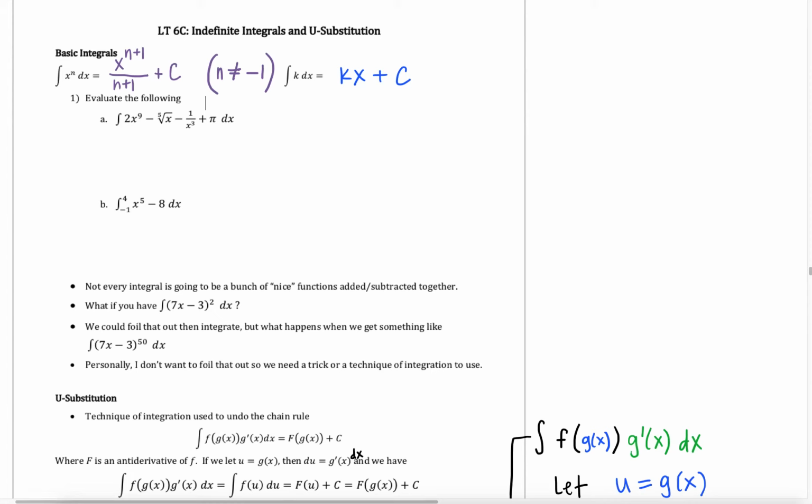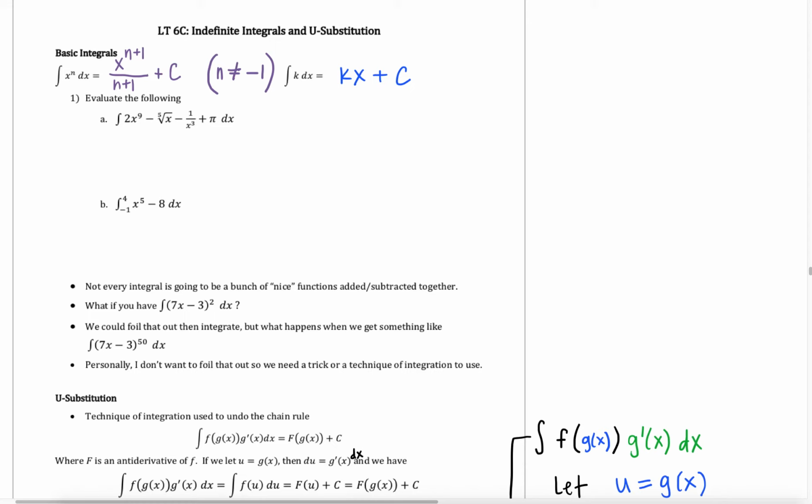This is the beginning of learning target 6C, and in this video we're going to learn about indefinite integrals and U-substitution. We are going to break this section into two different videos and spend 2 days talking about it in class. In this video we're going to introduce what U-substitution is and apply it to some algebraic and trig integrals. Before we jump into U-substitution, let's review our two basic integrals that we learned in our last video.